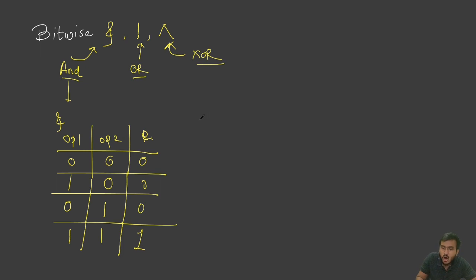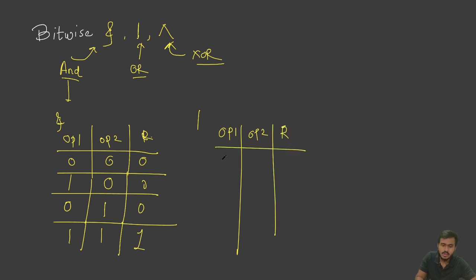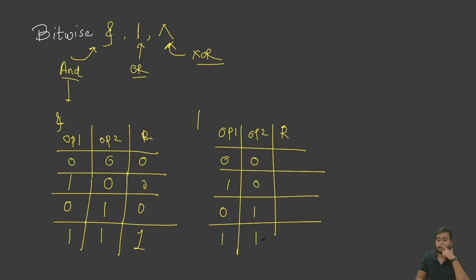Let's see how the OR operator is going to work. In case of the OR operator, the truth table looks something like this. So we have operand 1, similarly we have operand 2, and then we have the result. Okay, we'll have the same set of operands, right? So it is going to be either 0 0, or 1 0, or 0 1, or 1 1.